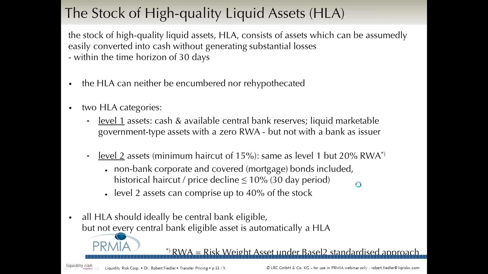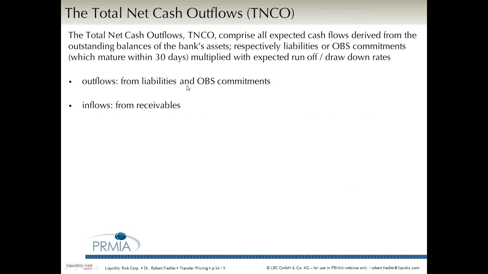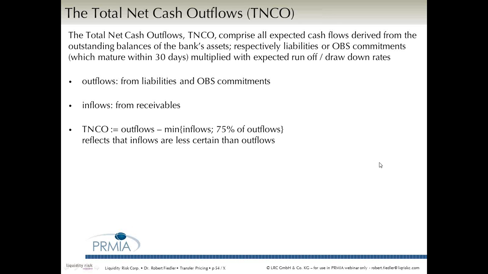Okay, now what's the problem? You have the outflows and the inflows for these total net cash flows, and there you have a rather strange calculation mechanism. The TNCO, the net flows, are determined by taking the outflows minus the inflows, but up to 75% of the outflows only, which reflects that inflows are less certain than outflows, but in a very crude way.